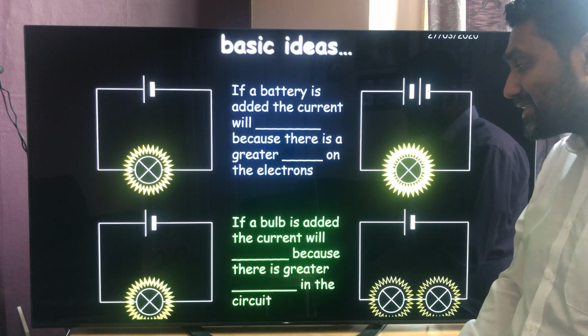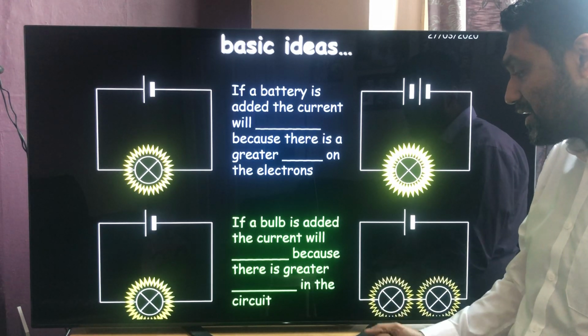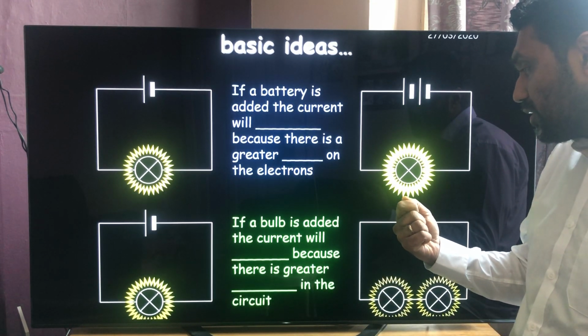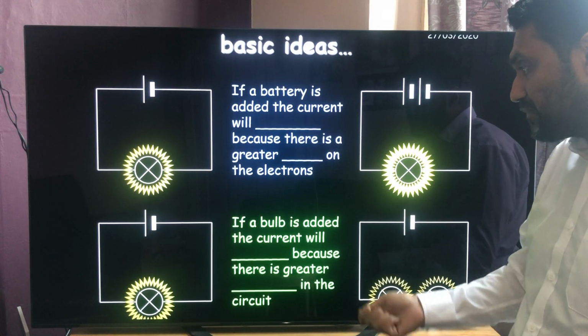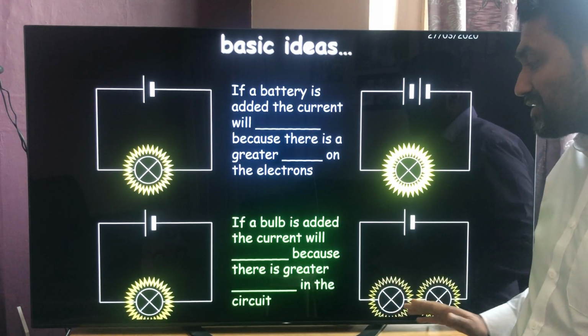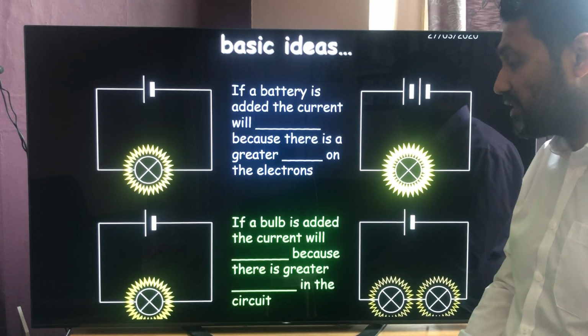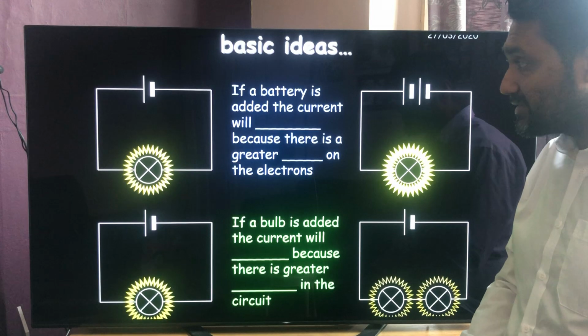So if a bulb is added, the current will decrease because there is a greater resistance in the circuit, because there's more bulbs, there's more things for the current to go through, therefore there'll be more resistance in the circuit.